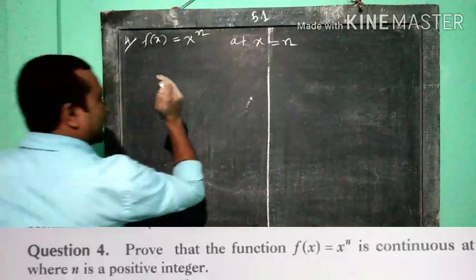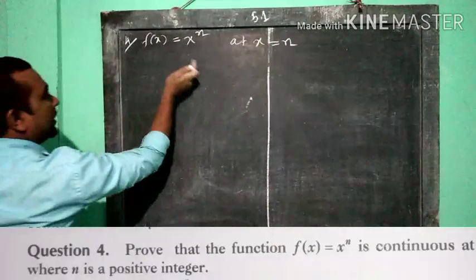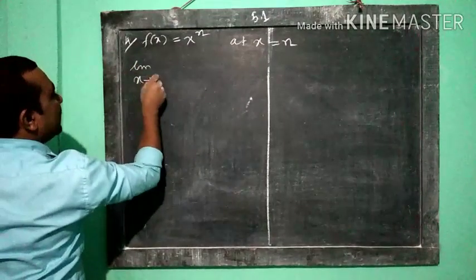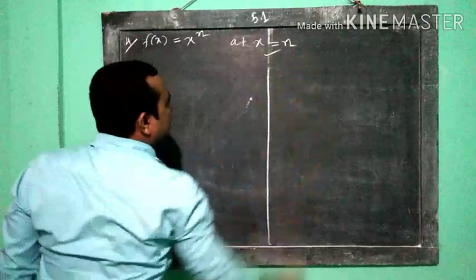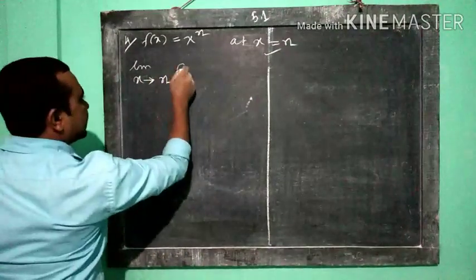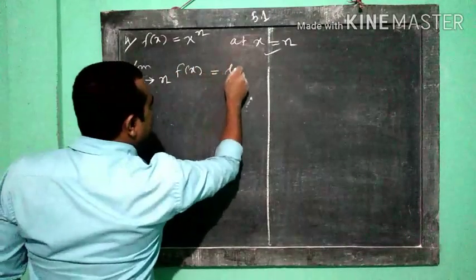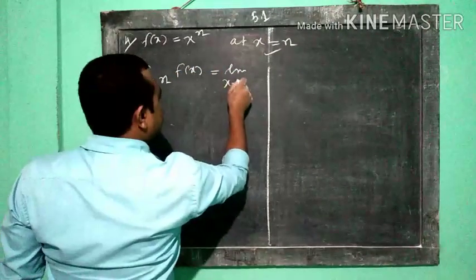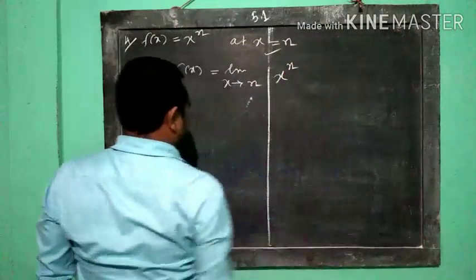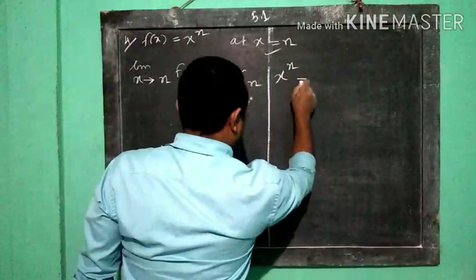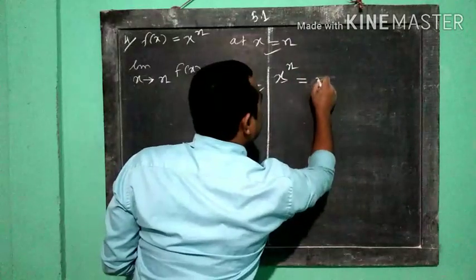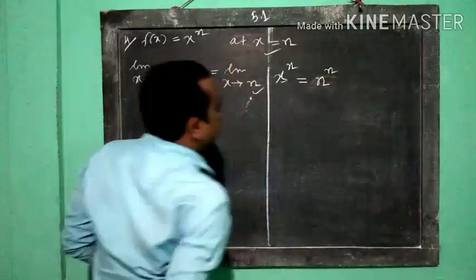So what have we done here? First of all, you write limit x tends to n, at the point x equal to n, of f(x). This is equal to limit x tends to n of x to the power n. So put the value of x, then x is replaced by n, then this is n to the power n.